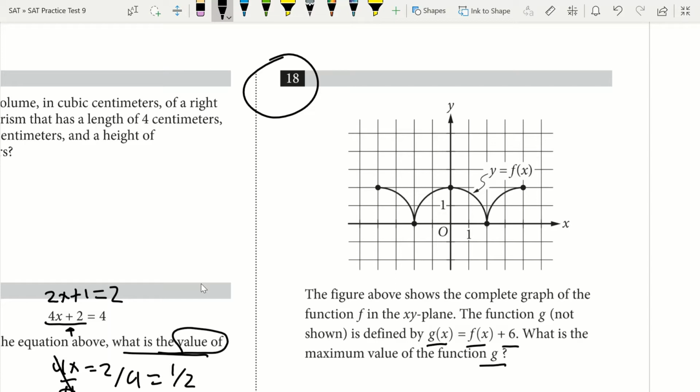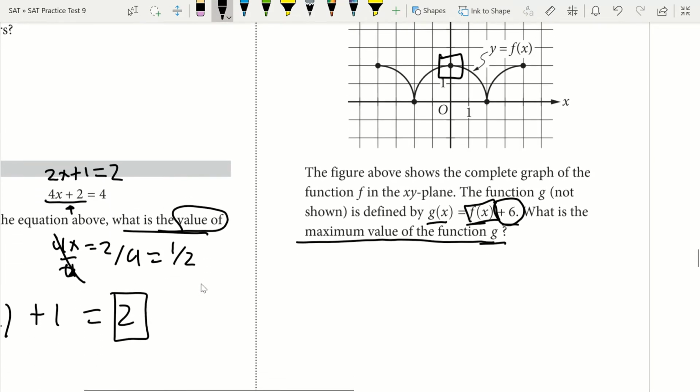When we look at this, we see we're asked for the maximum value of the function g. Maximum value of the function g means we're going to take the maximum value of the function f of x, which is shown in our graph, and we're going to add 6 to it, okay? Because it's f of x plus 6. We see our maximum value of f of x is going to be at 2. We add 2 to 6, and we're going to get 8 as our answer there.